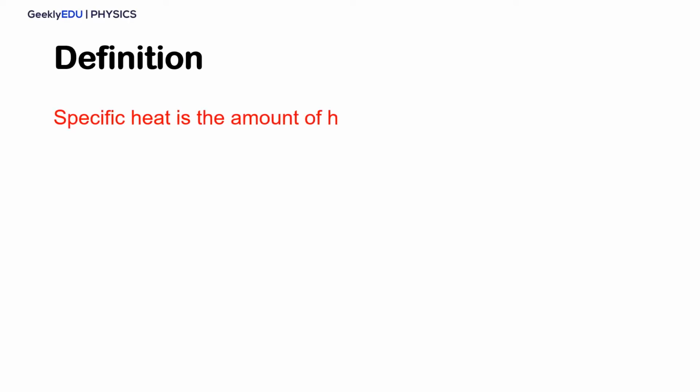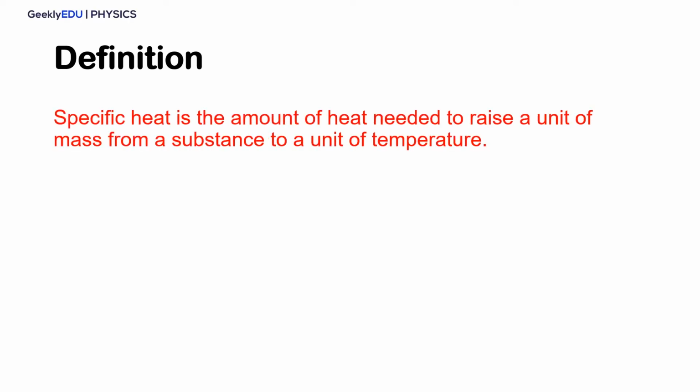Alright, so by definition, specific heat is the amount of heat needed to raise a unit of mass of a substance by a unit of temperature. For example, it can be the amount of heat needed to raise 1 kilogram of water by 1 degree Celsius. But these are the most common units we use when doing calculations.